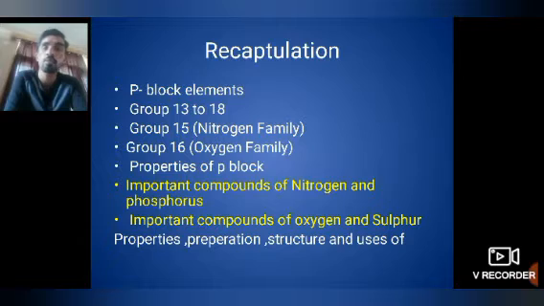So recapitulation, we did almost all the P block elements. Group 13 to group 18 is P block elements. Group 15 we have finished. Group 16 compounds we have finished. Even we did the properties of P block. Important compounds of nitrogen and phosphorus we did. Important compounds of oxygen and sulfur we did. So hope you understood all the topics.